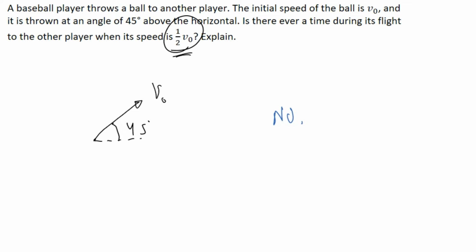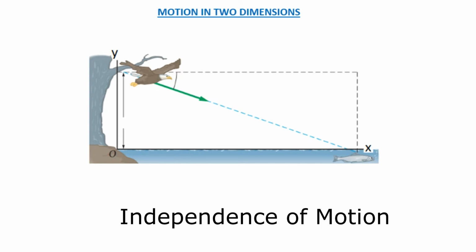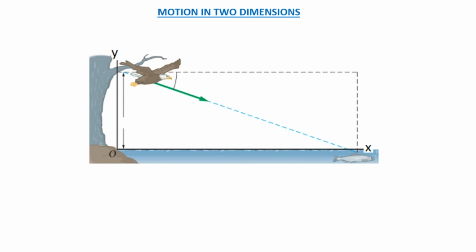With this, chapter 4, that is kinematics in 2 dimensions, is over. Now we'll review all the topics that we studied in chapter 4. First topic that we discussed was motion in 2 dimensions, and under this topic we studied the independence of motion. That is, motion in x and y direction are independent of one another.